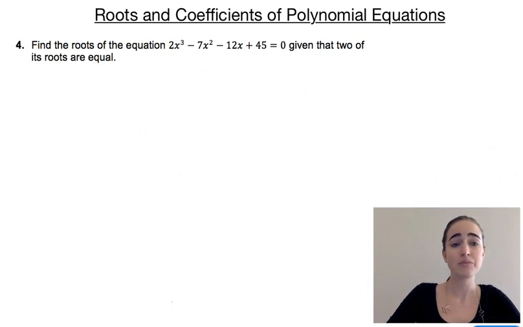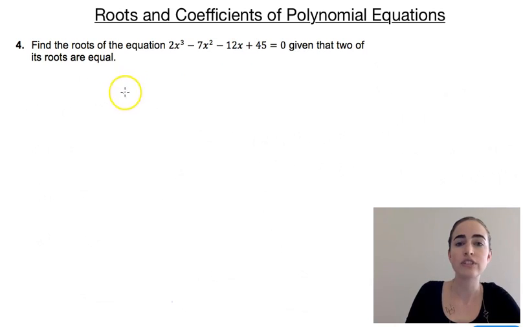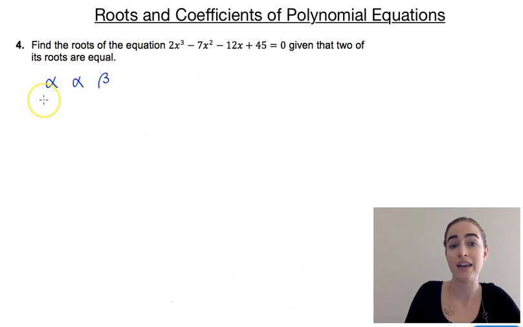All right, our last example asks us to find the roots of the equation 2x cubed minus 7x squared minus 12x plus 45 equals 0, given that two of its roots are equal. So that means that instead of having roots alpha, beta, and gamma, we're going to call them alpha, alpha, and beta because two of them are equal.